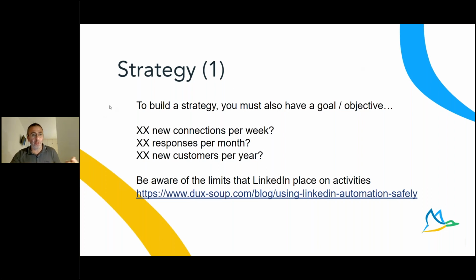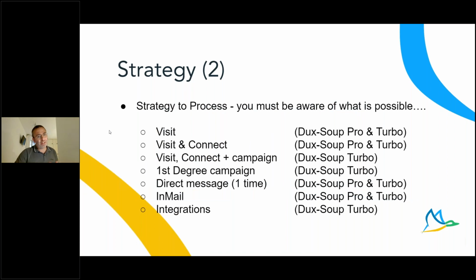So once we've got, think about your strategy, think about what steps you can automate through Dux-Soup. Now think about what's in Pro and what's in Turbo. Be aware of what's possible. If you just want to visit hundreds of profiles, you can do that with both Dux-Soup Pro and Dux-Soup Turbo. If you've got a paid LinkedIn account, you can visit hundreds of profiles a day. If your permissions are set correctly, everyone will see that you visited them. They'll get a notification. Visit and Connect, Pro and Turbo.